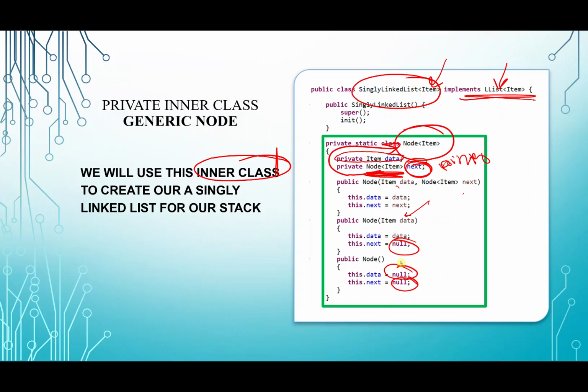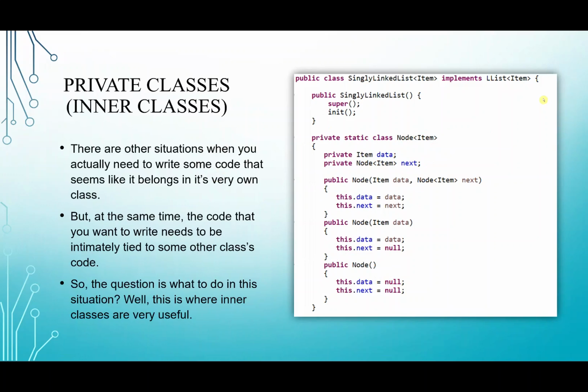So this is why we need an inner class, because the Node class, this one, is not going to be used anywhere except in the linked list. So why not have that exclusively for the linked list, right? So the private classes, inner classes, we talked about nested classes before and you know that already.